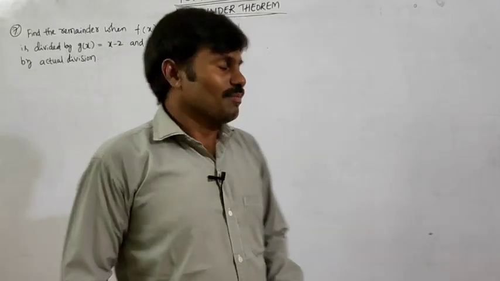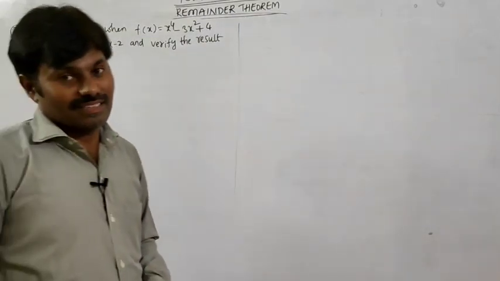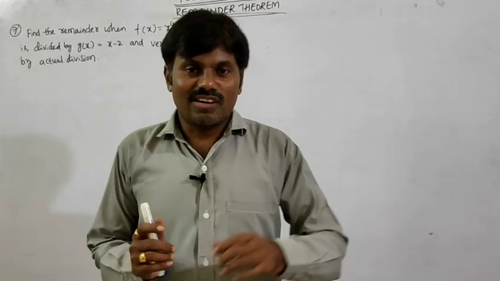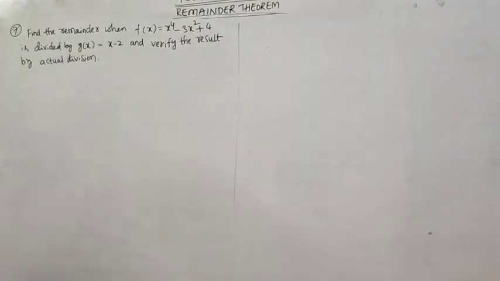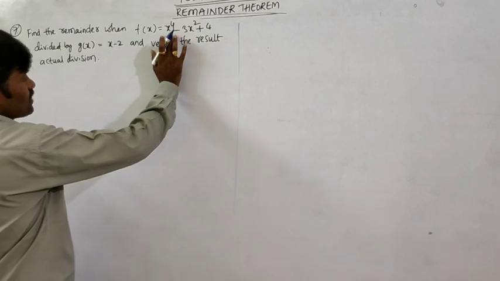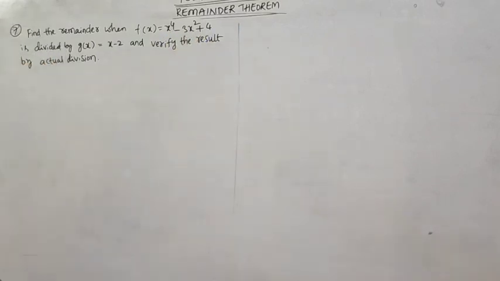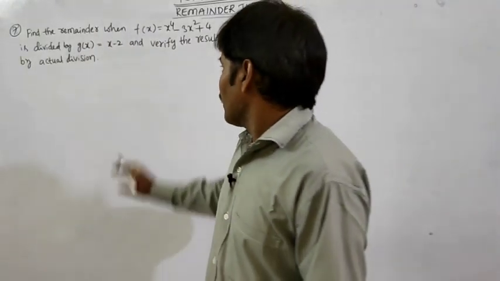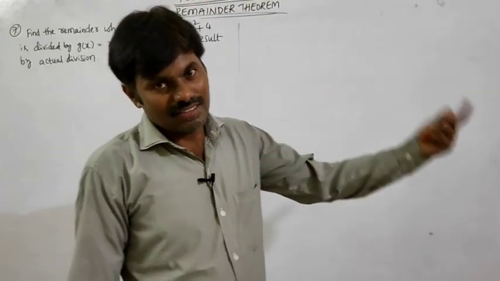Today's subtopic is the remainder theorem and its applications. Today we are going to talk about a very important question: find the remainder when f of x is equal to x power 4 minus 3x square plus 4 is divided by g of x is equal to x minus 2. And we have to verify this result by actual division, which we have done in previous classes.